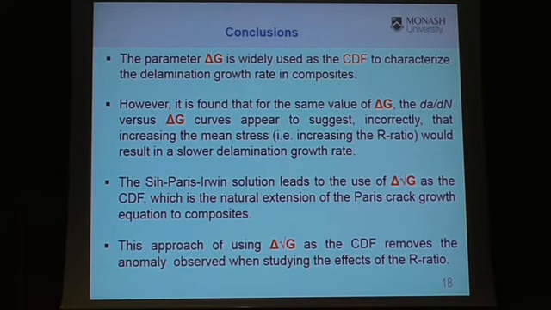So for the conclusion, in the topic I presented, the delta G is widely being used in the driving force characterization of delamination growth in composites nowadays. But we find there is some incorrect suggestion that increasing the mean stress would result in a slower delamination growth rate by using the dA/dN plot against the delta G. Then I introduced the Paris-Irwin solution, which leads to delta square root of G. By plotting everything against the delta square root of G, the anomalies observed when studying the effect of the R ratio will be removed.